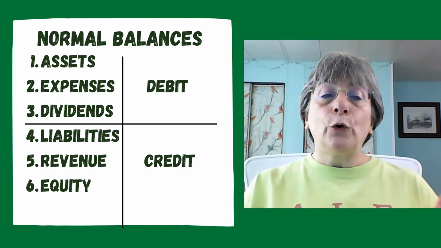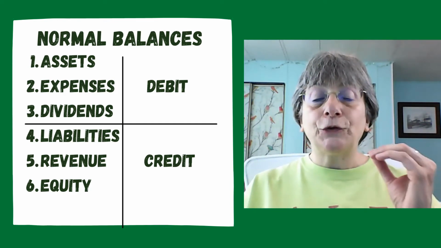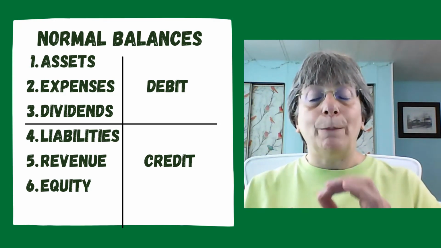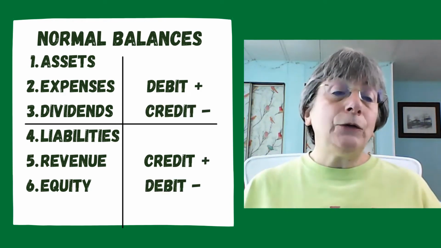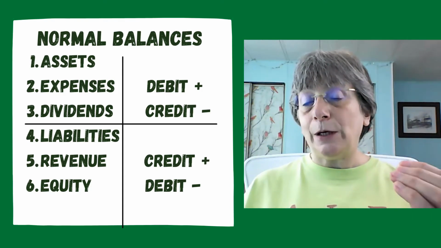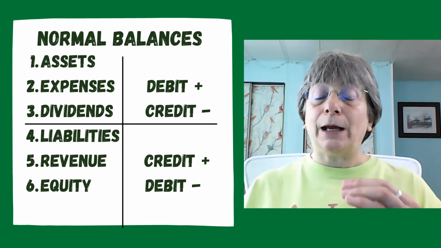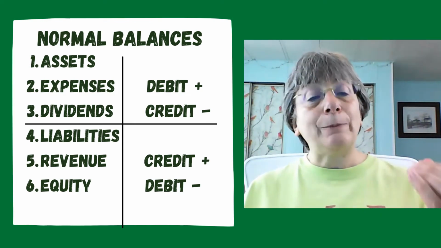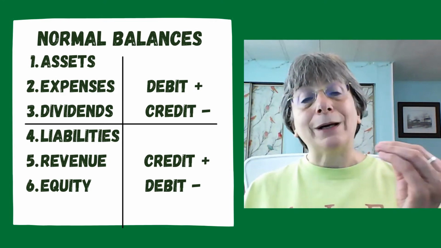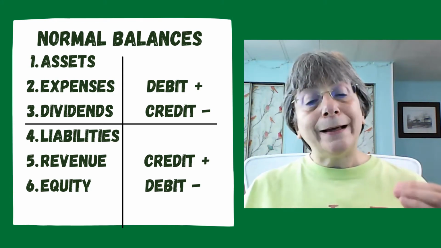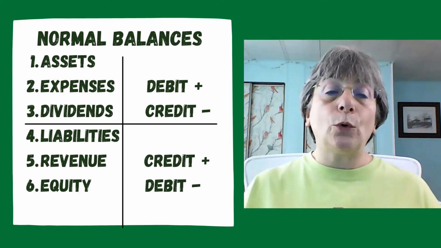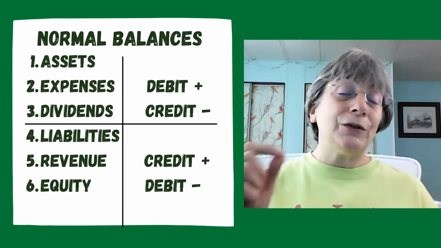So here we go. We have our normal balances for assets, expenses, dividends. Our normal balances are a debit. For liabilities, revenue, equity, our normal balance is a credit. So what that means is if we want to increase an asset account, we're going to debit it. If we want to decrease an asset account, we're going to credit it. The same thing with the expenses and dividends. If we want to increase those accounts, we're going to debit them. If we want to decrease, we're going to credit them. And then liabilities, revenue, and equity, if we want to increase those accounts, we're going to credit them. If we want to decrease them, we're going to debit them.